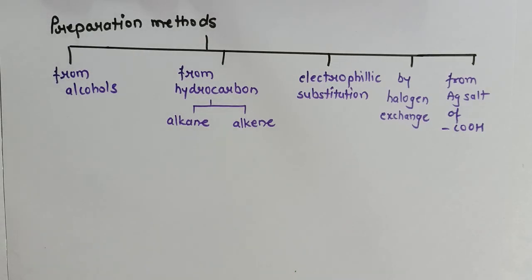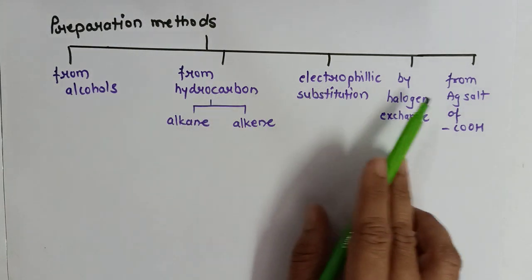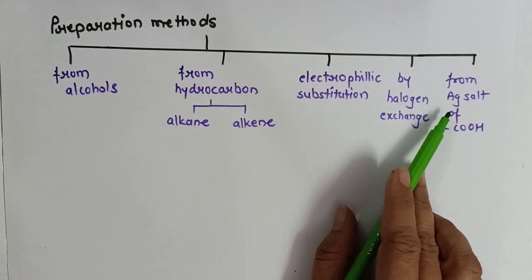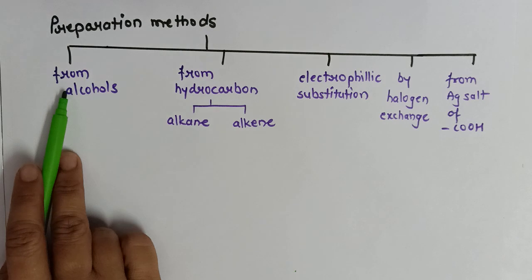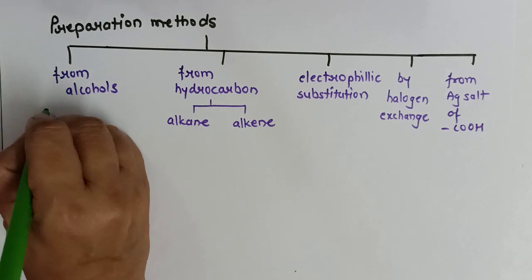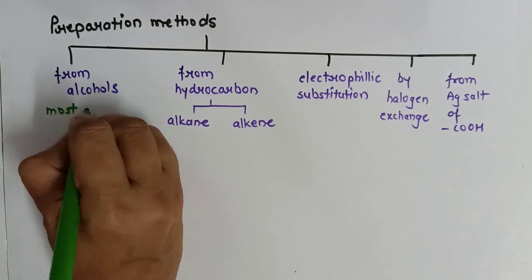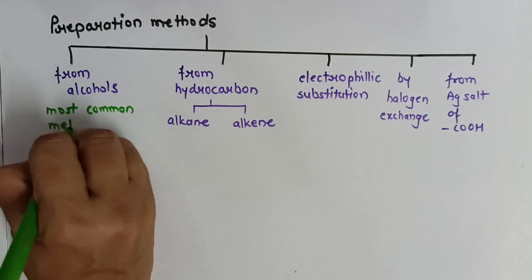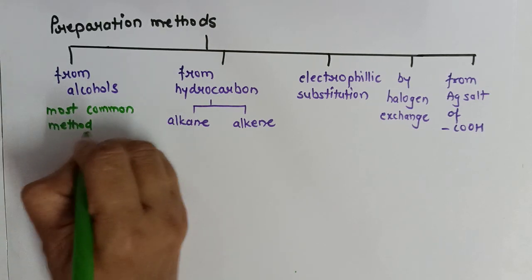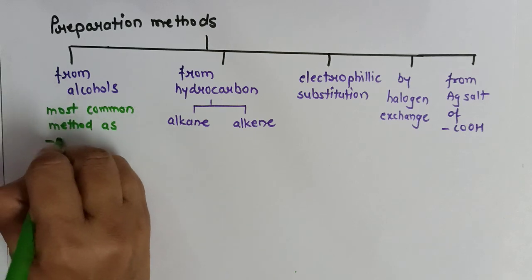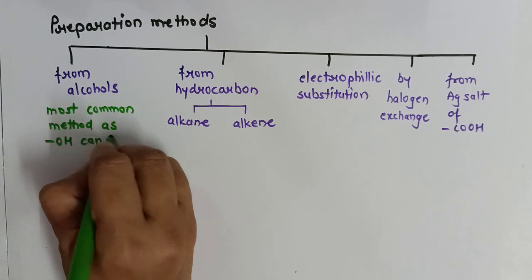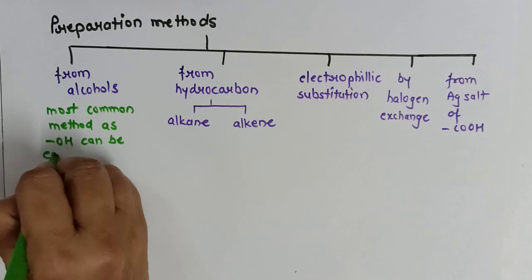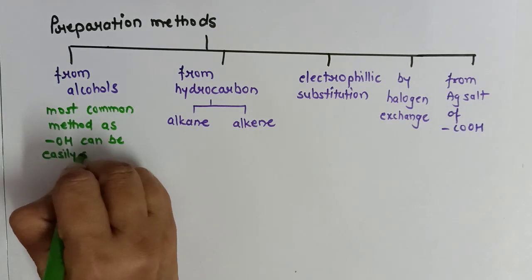Moving on to preparation methods, there are plenty of preparation methods for haloalkanes and haloarenes. First one is from alcohols. It is the most common method, as the OH group of alcohols can be easily substituted by halogen.